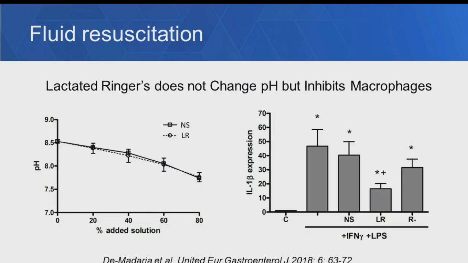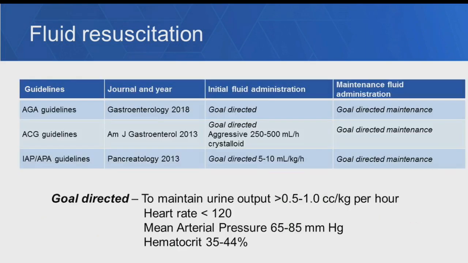But recent studies have shown that lactated ringer does not change the pH, but rather inhibits the macrophages. So on the left panel, we see that between lactated ringer and normal saline, there is no significant difference in the pH changes. But rather, lactated ringer inhibits the activation of inflammatory types of macrophages. So this may be the key mechanism by which lactated ringer might work better than normal saline. So we should consider using lactated ringer rather than normal saline.